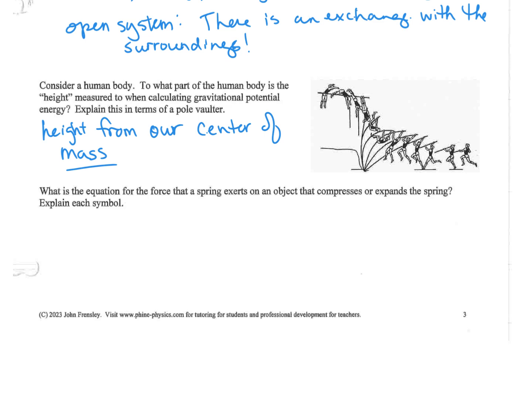So if we look at this and we're measuring the height from our center of gravity, which means that if I were to do an energy bar chart here, it would be all U sub G, and it would be all just U sub G at that point.